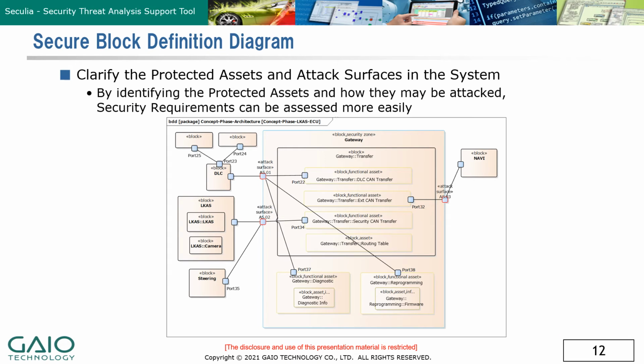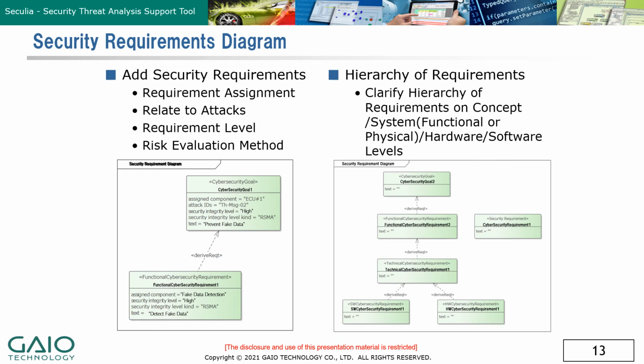A block definition diagram is a description of the system in terms of its components, the assets they contain, and the ways in which those assets can be threatened. It helps designers to understand the security requirements of the system better. This helps the designers to prepare a security requirements diagram, which shows the relationship between requirements and the attacks that necessitate them, as well as the hierarchy of requirements within the system.